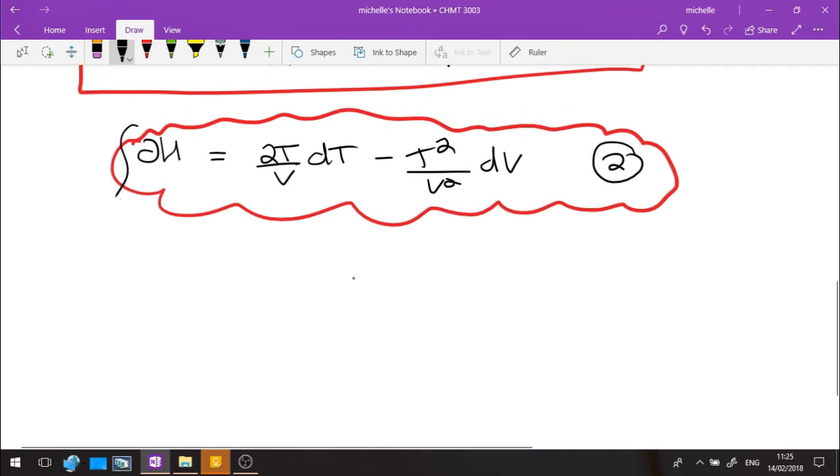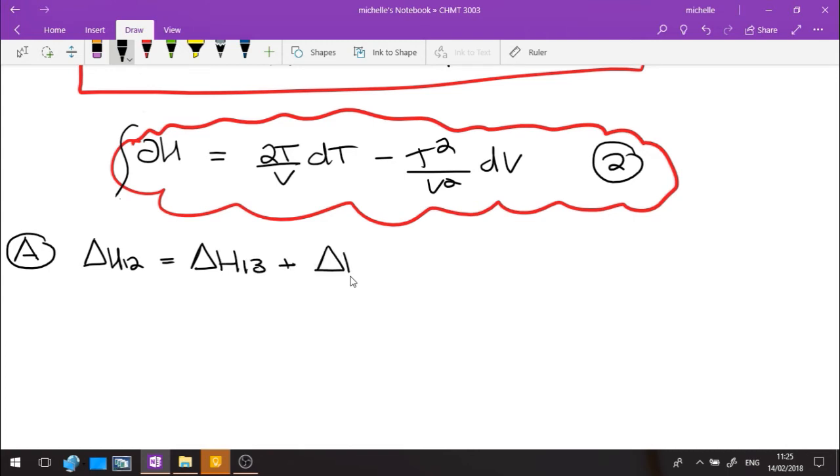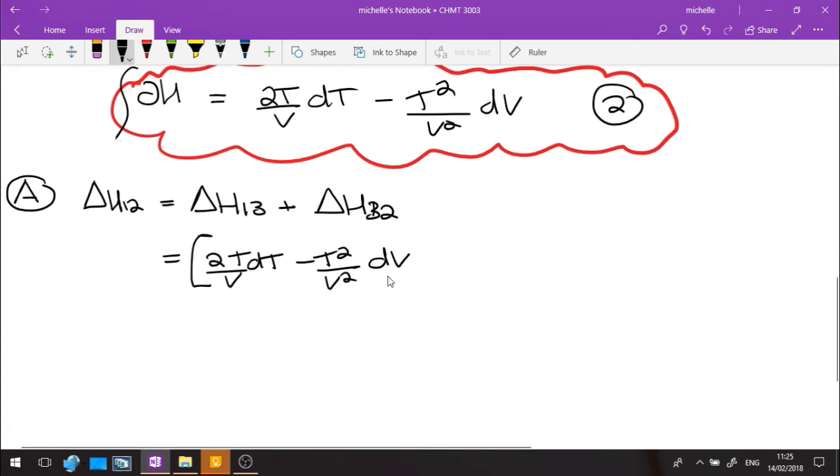And then you go, okay, right, so fine. So for path A, what did we say? So for path A, delta H12 is equal to delta H13 plus delta H32. So in delta H13, it's going to be 2T over V dT minus T squared over V squared dV, plus my delta H32, which is also equal to 2T over V dT minus T squared over V squared dV.